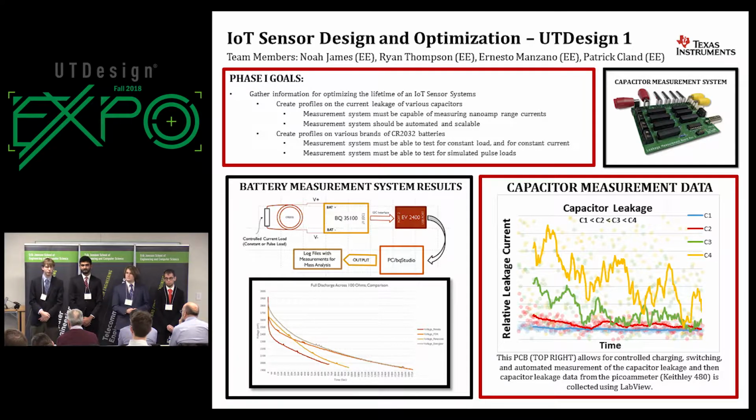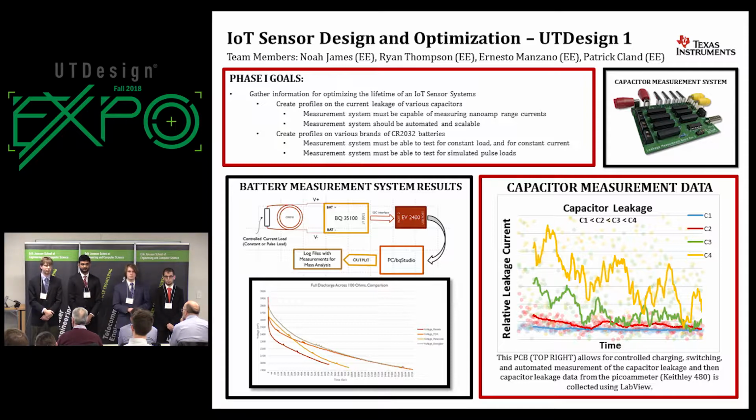For the battery portion of our project, we used a TI battery gauge in order to collect our data, and we did a couple of different tests. The first was a pretty simple constant load test. We simply discharged the battery across a resistor and tracked the voltage and thereby the current. And that's this graph that you can see on the bottom right over here. And this is just a general test for battery life.